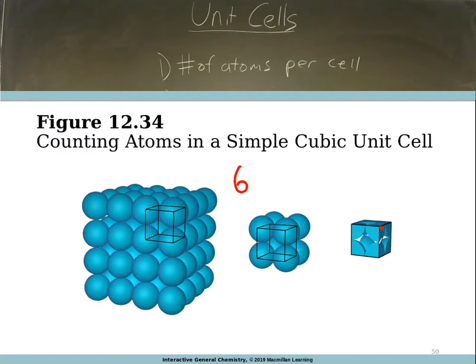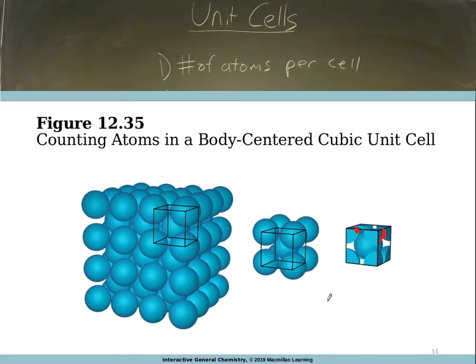From this corner to the middle is 1 atomic radius, and from the middle to that other corner is another atomic radius. And so what we have is that the edge length L is equal to 2 times the atomic radius R. L equals 2R. Okay, so that is the simple cubic unit cell.